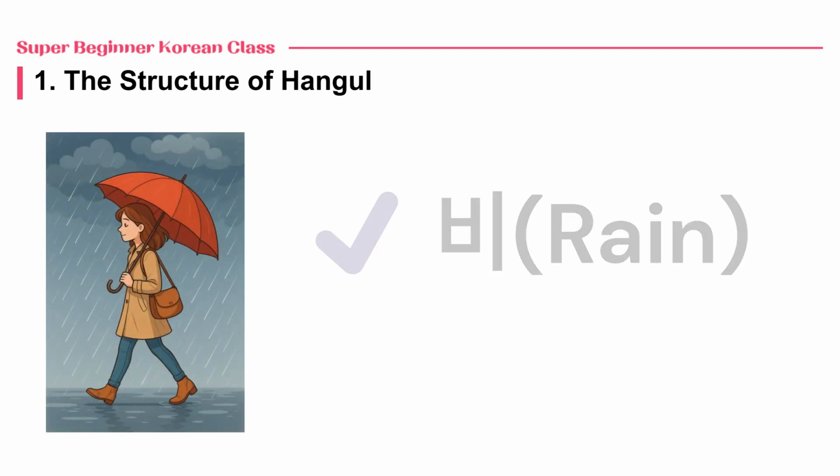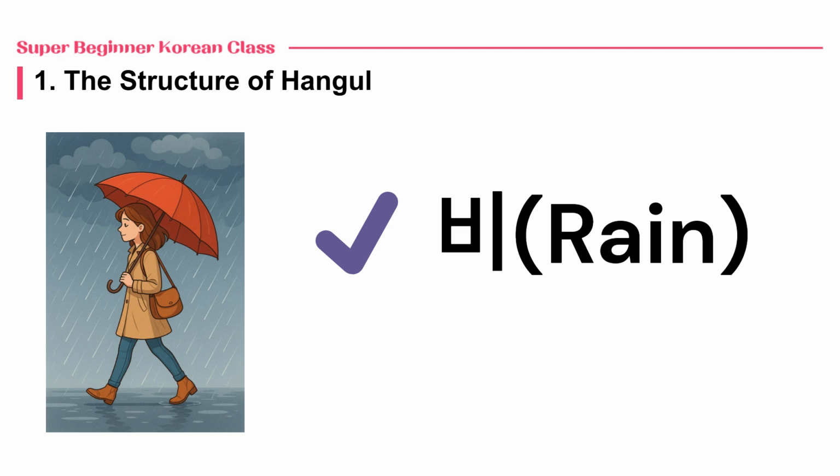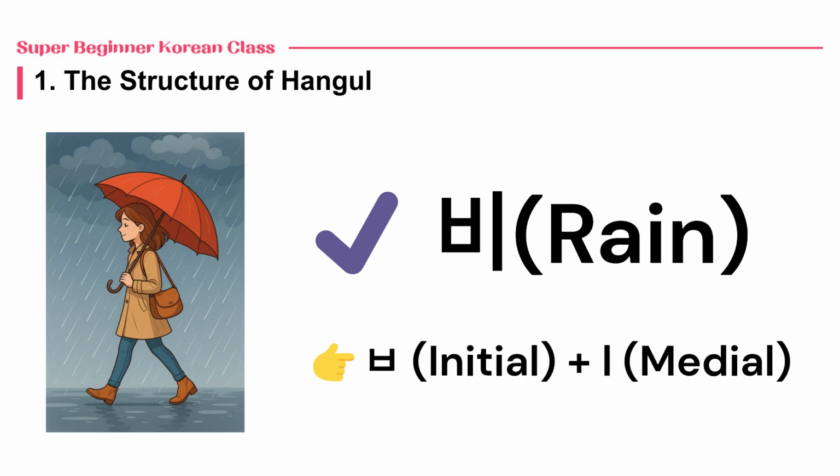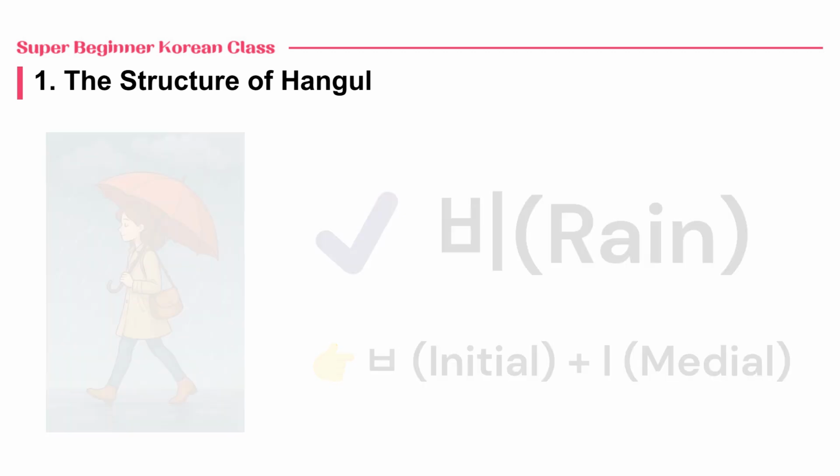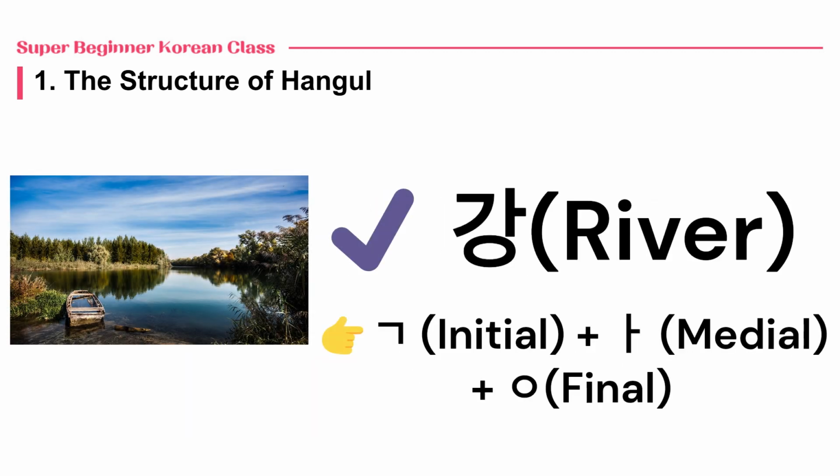Let's look at some examples. The word 비 is made of 2 sounds. 비읍 is the initial sound and 이 is the medial sound. Put them together and you get 비. Next, the word 강 has 3 sounds. 기역 is the initial sound. 아 is the medial sound. And 이응 is the final sound. Together they make 강.